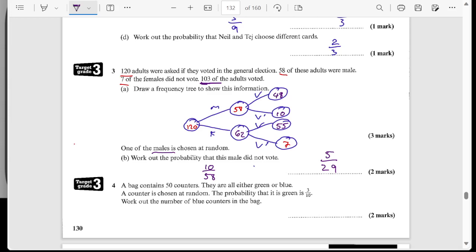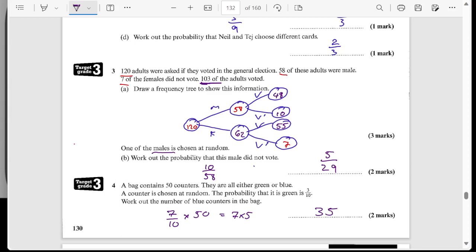If 3/10 of them are green, it means 7/10 of them are going to be blue. So I'm doing 7/10 times by 50, which is going to be the same as 7 times by 5, which will just give me 35.